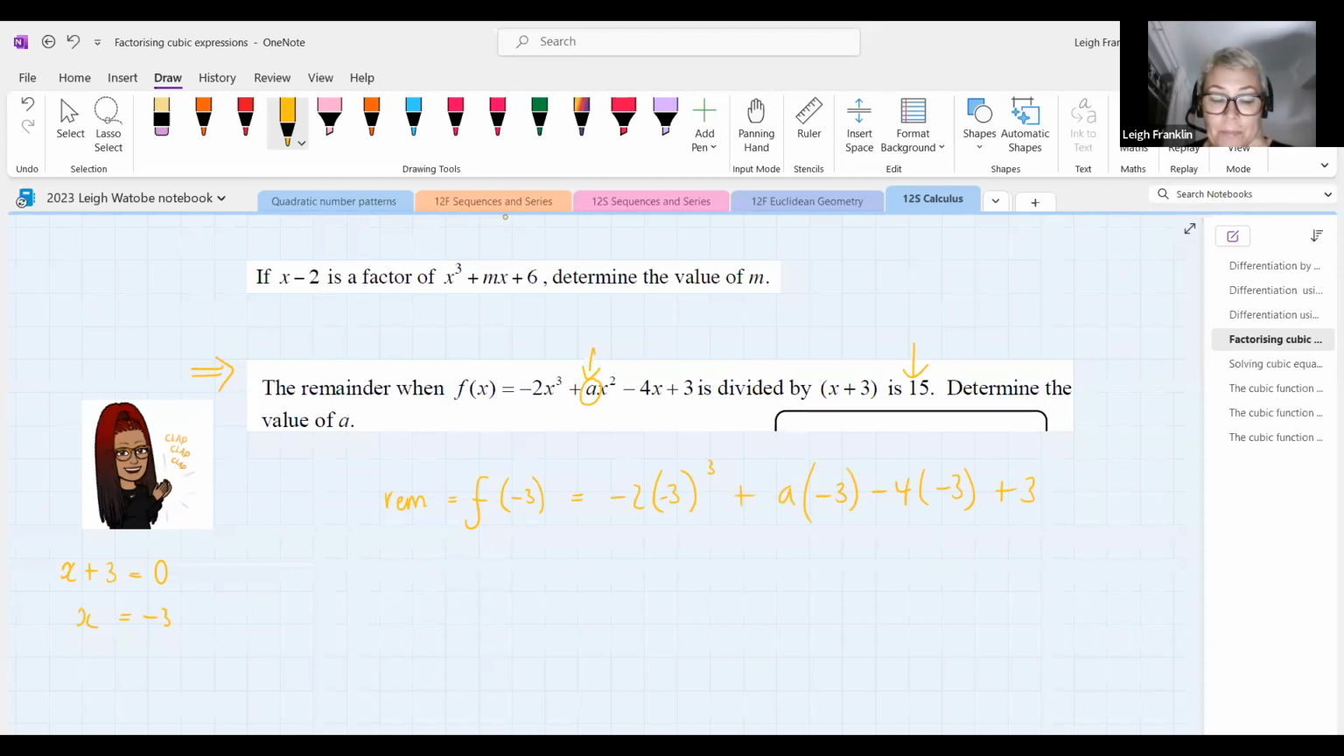Ma'am, sorry, I think you forgot the squared on the a into -3. Thank you, I did indeed. Sorry, I was writing too quickly, wasn't I? Okay, so let's just make sure I've got -2 into -3 cubed plus a into -3 squared minus 4 into -3 plus 3. There we go. Okay, so now we're going to make that equal to 15. So we've got 15 is -2 into -3 cubed plus a into -3 squared minus 4 into -3 plus 3.